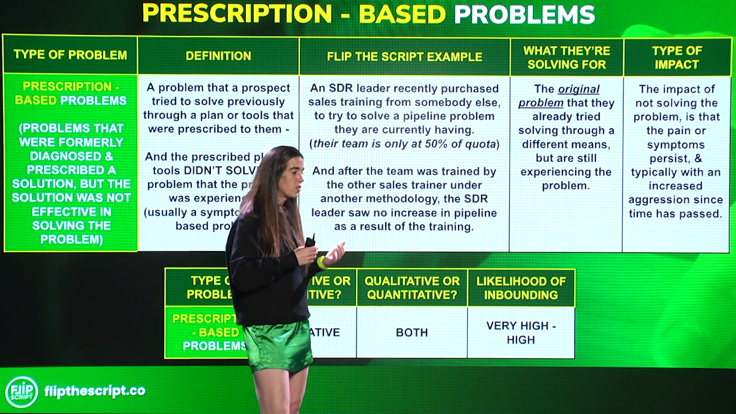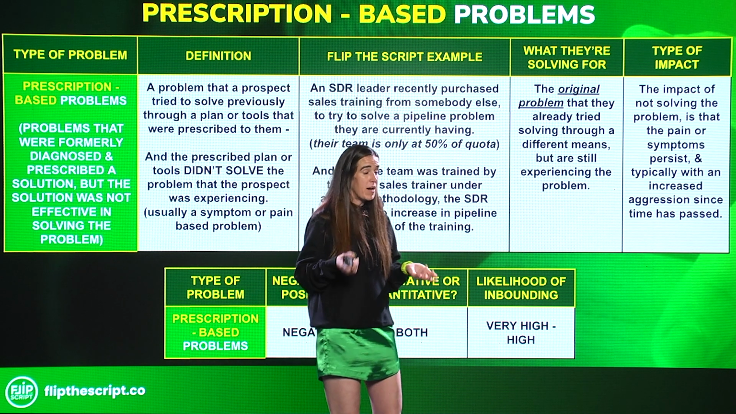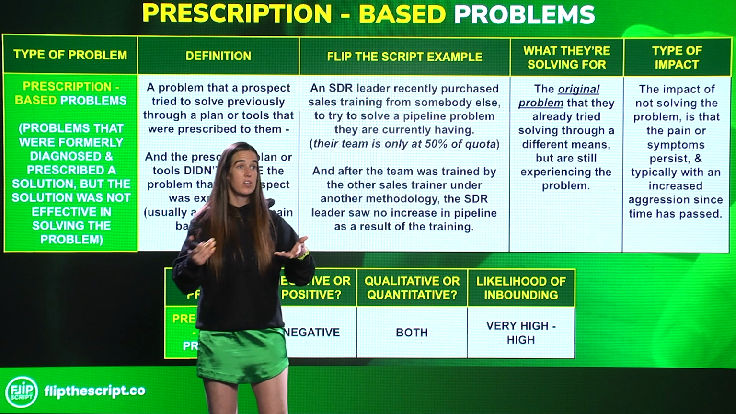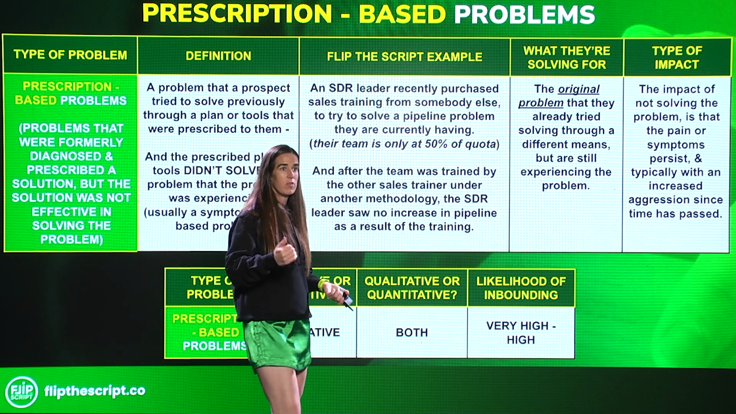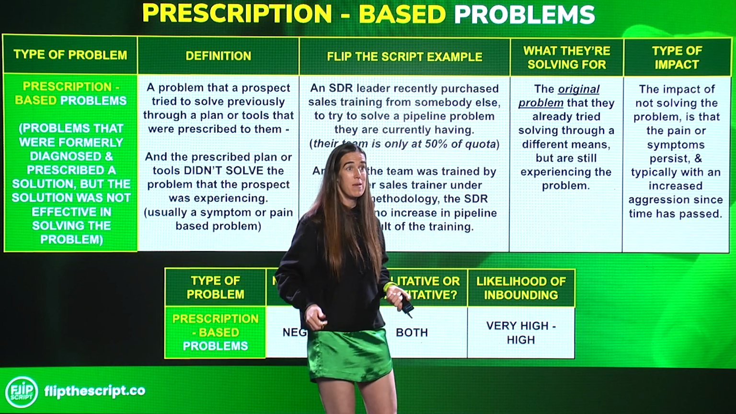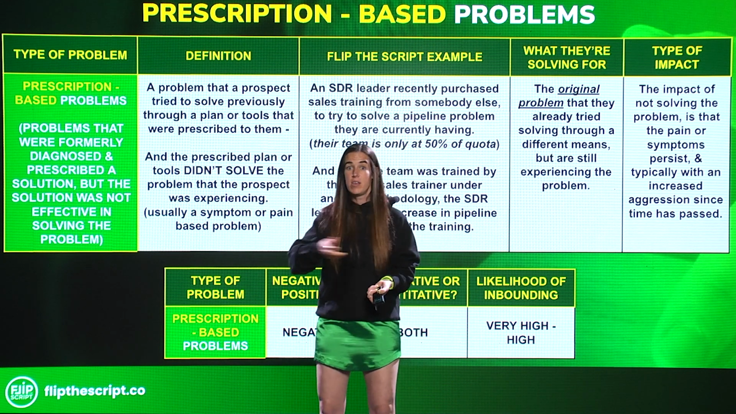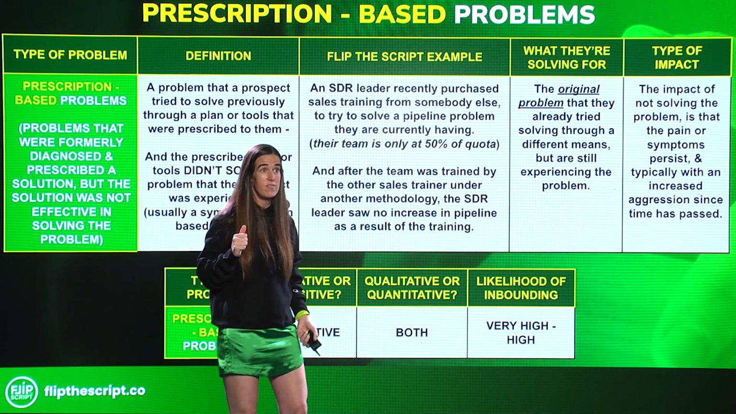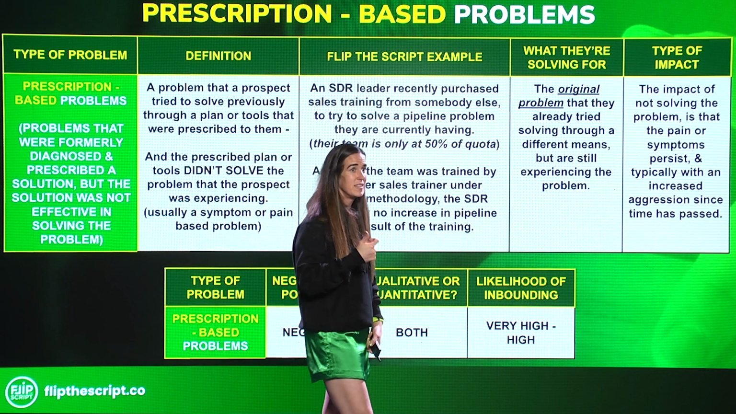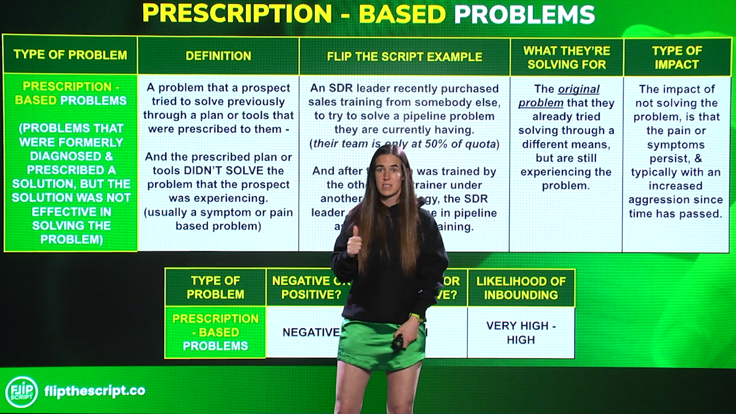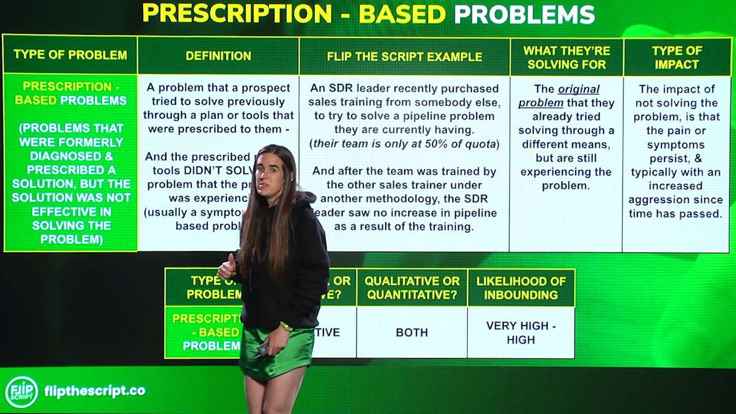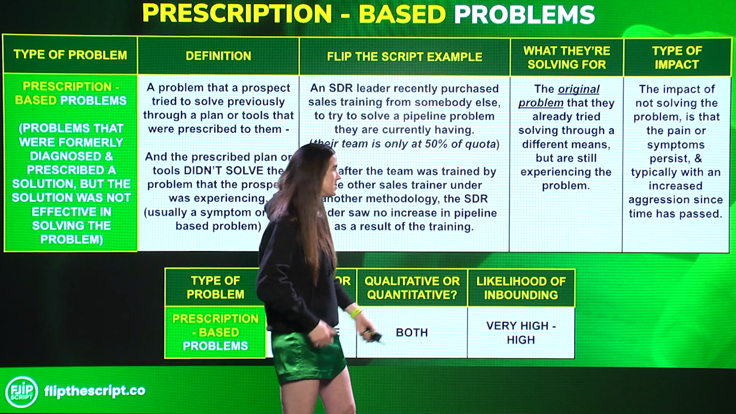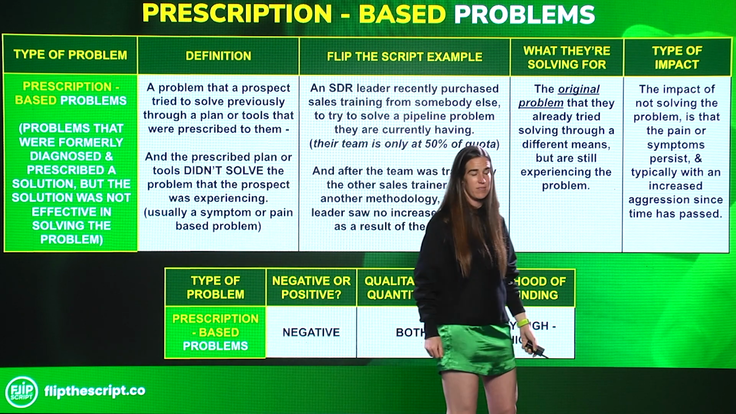This is often what I see in my day-to-day. It wasn't that the sales training wasn't good. It was that it was cold call training, and really where they needed help was email, or maybe it was getting their prospects sequenced fast enough, or their lead routing is off, et cetera. So cold emails weren't the problem. The original problem is one that needs to be solved, and the impact of not solving the problem is that the current pains persist, and this is usually going to be with a very increased level of aggression.